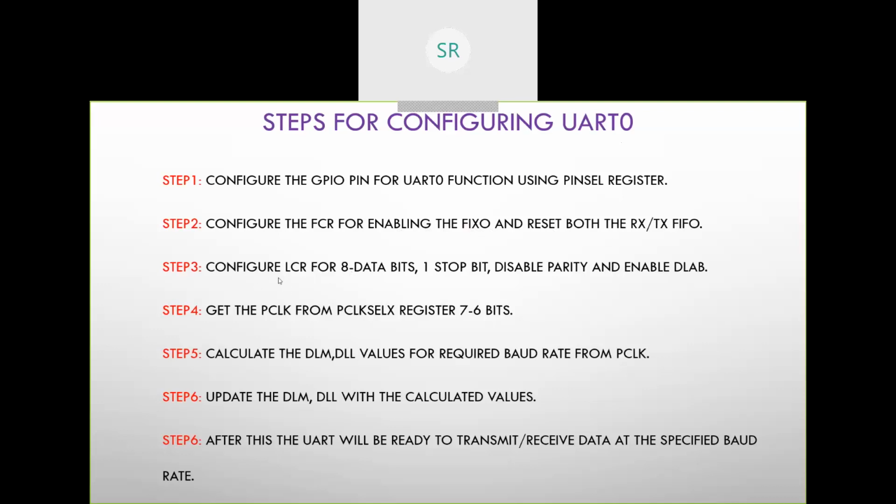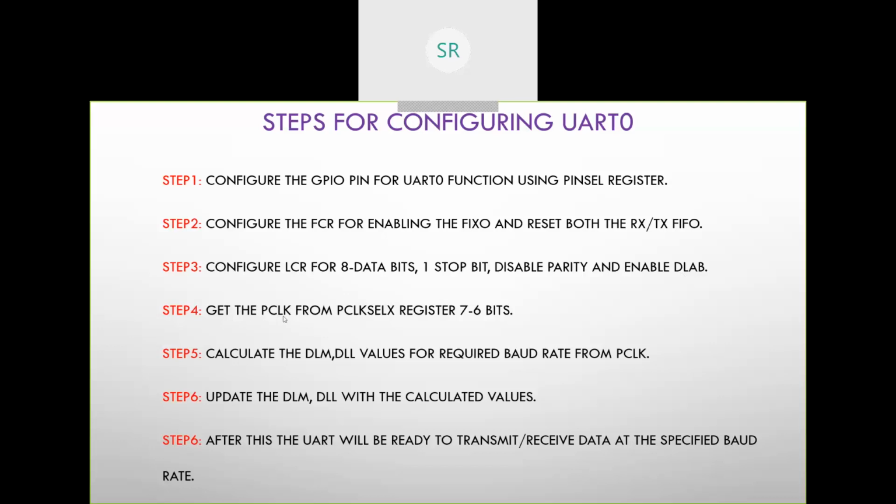Then we are going to configure the LCR, the line control register, which controls the UART frames. How many data bits we need to transmit, how many stop bits there should be, what the parity is, whether the parity should be set or not, and whether the baud rate should be set or not. That is what is configured in the LCR register.